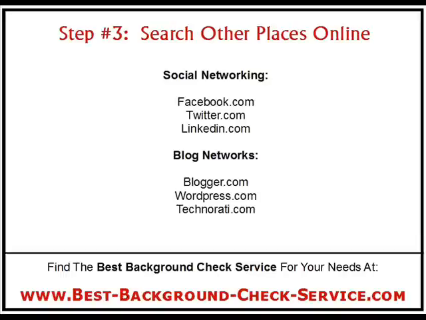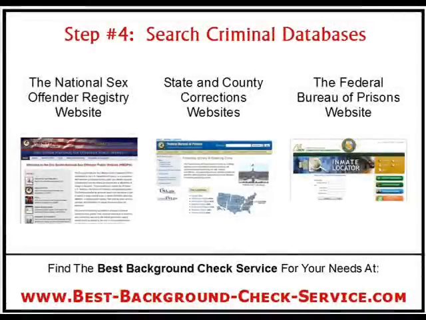The last place that we're going to check to do our own free background information on somebody is we're going to search criminal databases. And there's 3 key ones that you can check out. The first one is the National Sex Offender Registry website. The next one is a local state or county correction website, if you know what state or county the person is located in. And the final one would be the Federal Bureau of Prisons website. Now, of course, they'd have to do something pretty dramatic to get on that site, but it only takes a few minutes and you can check out that site too.